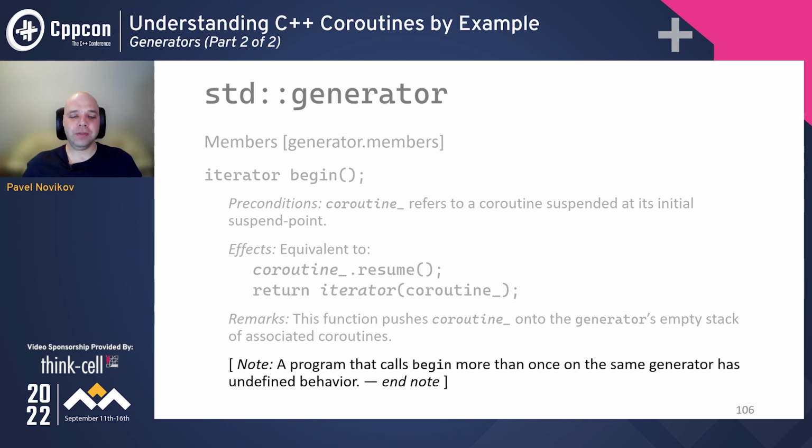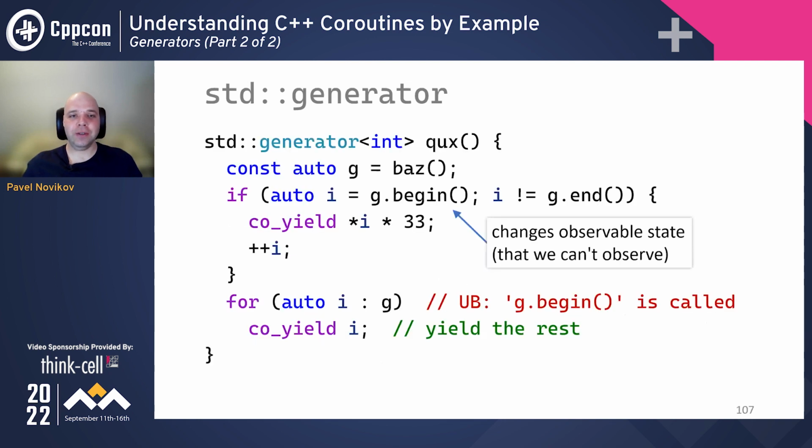So I don't like how this is specified, because, for example, here we want to get one value from the generator and somehow modify it and yield. And if we are able to call begin only once, we'll have to write code a little bit differently. So begin is not called more than once.